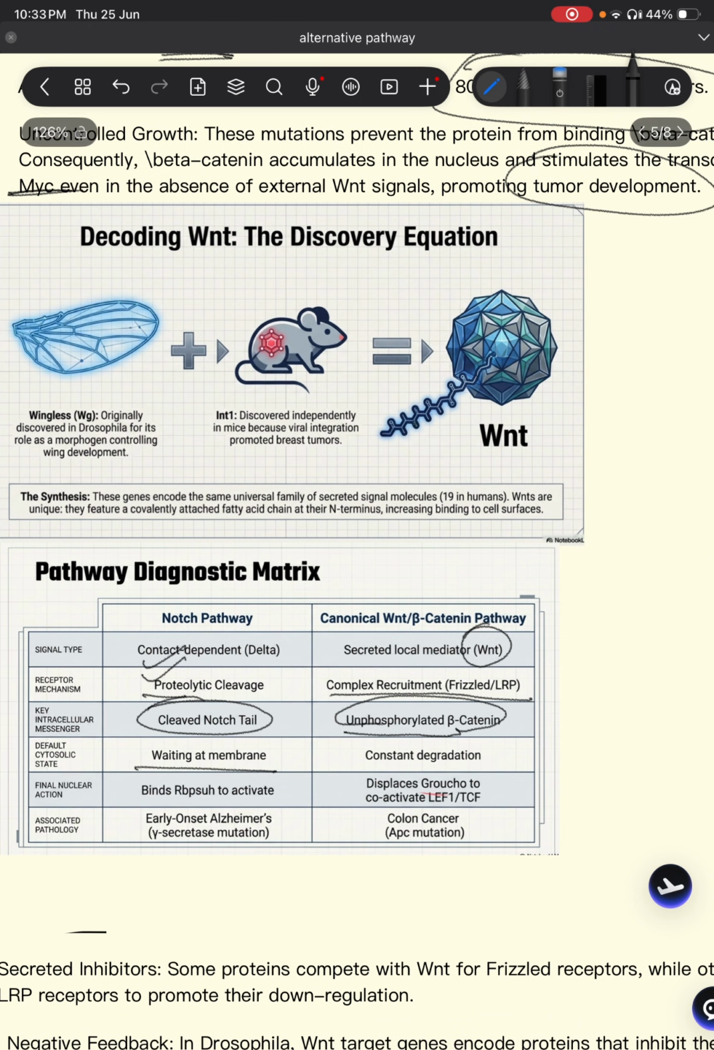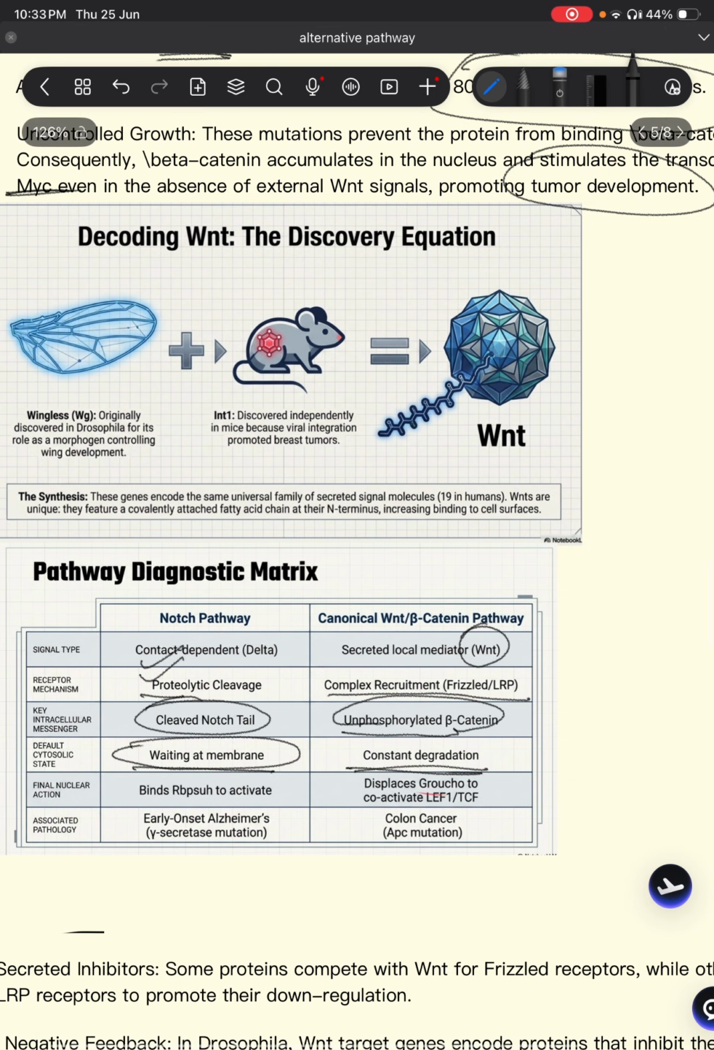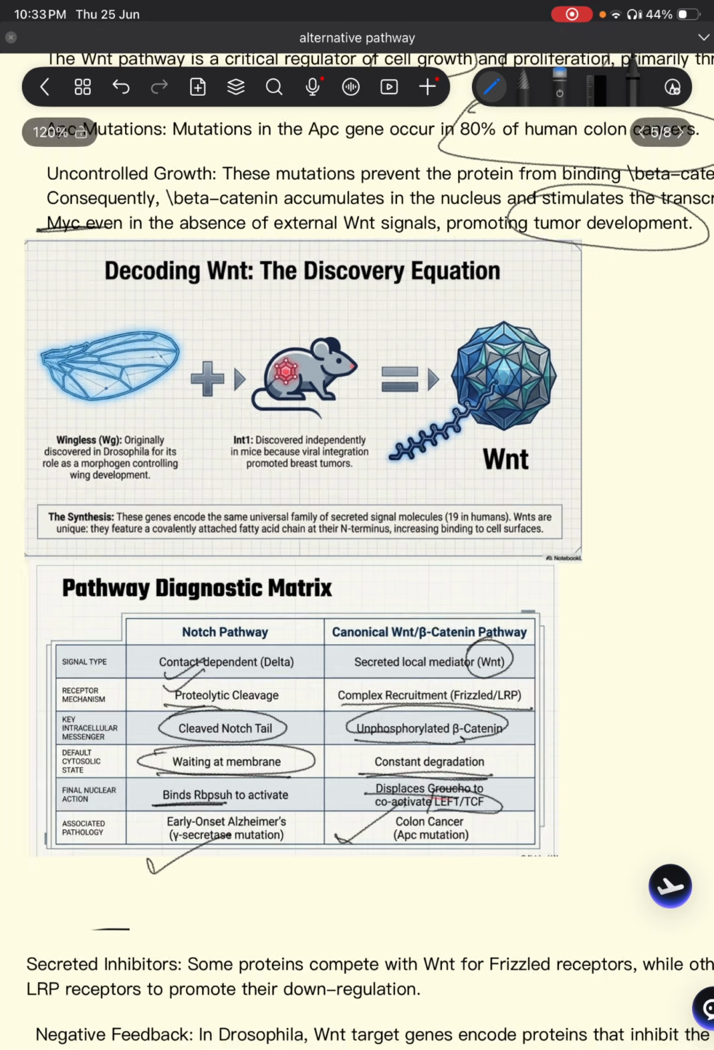In general, Notch is waiting in the membrane because there is a heterodimer due to cleavage 1, but cleavage 2 and cleavage 3 are absent because there is no Delta, and it remains in the plasma membrane, right? So generally the default state is waiting at the membrane, but here there is constant degradation of beta catenin, right? These regions are activated. It displaces Groucho. Here it is RBPSuH. Now the diseases are colon cancer here, and Alzheimer's there.